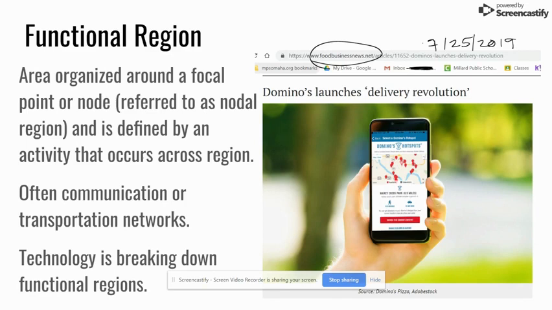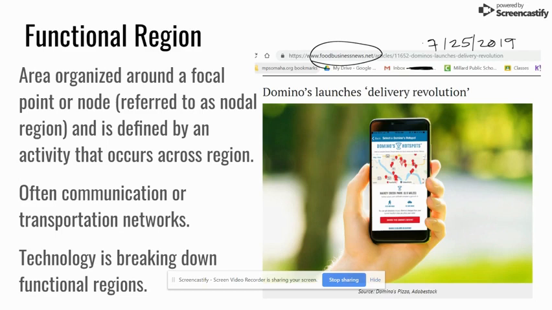What's happening, however, with technology is, especially you can see here with Domino's as our case study, this is from Food Business News. You can see that different companies are trying to really revolutionize that functional region. So Domino's delivering to places that are outside of just your home, right? Which is really a new idea for functional regions.